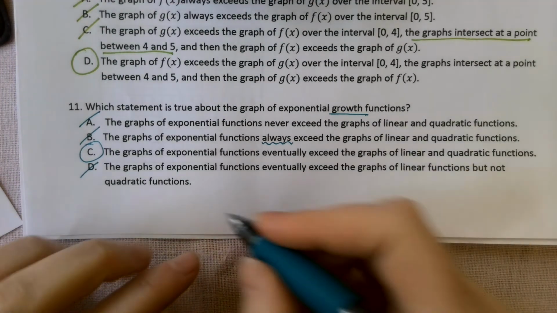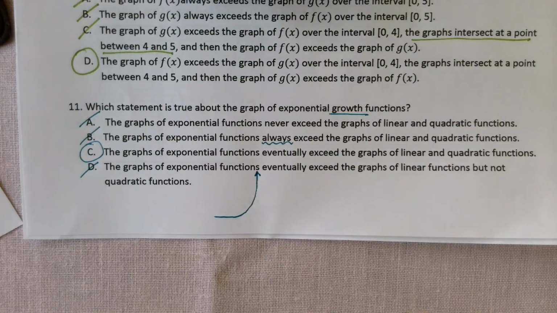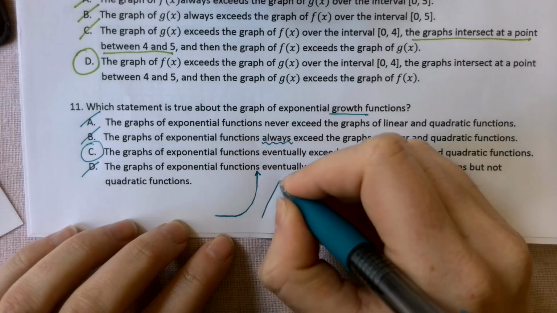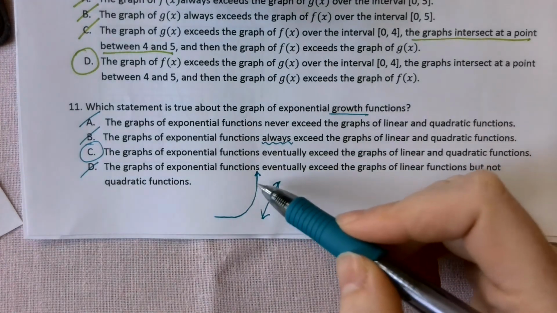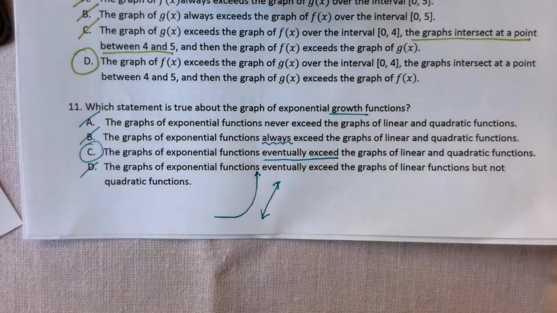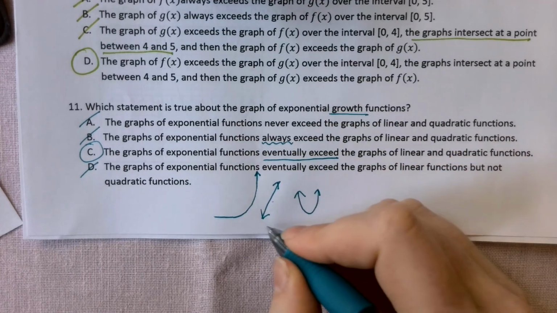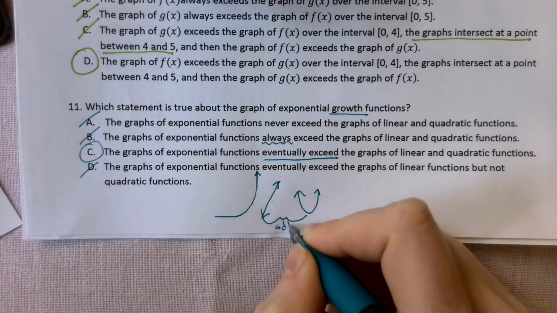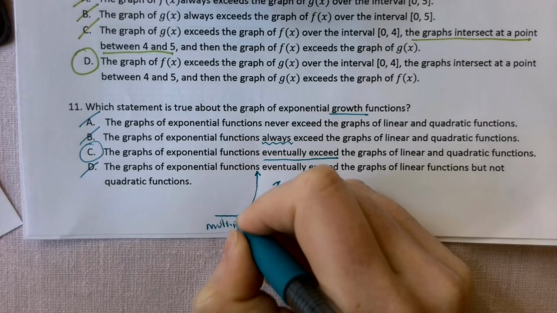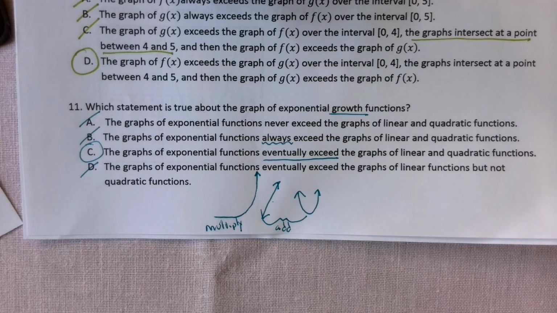Because remember, our exponential functions start out like this, but then they get really, really steep in their slopes. Linear functions can be steep, but exponential functions will always eventually exceed, always eventually exceed linear and quadratics. Because remember, with these two graphs, we're adding to get to the next number. With exponentials, we multiply. And multiplying will always get you more money faster. That's the best way to think about it.